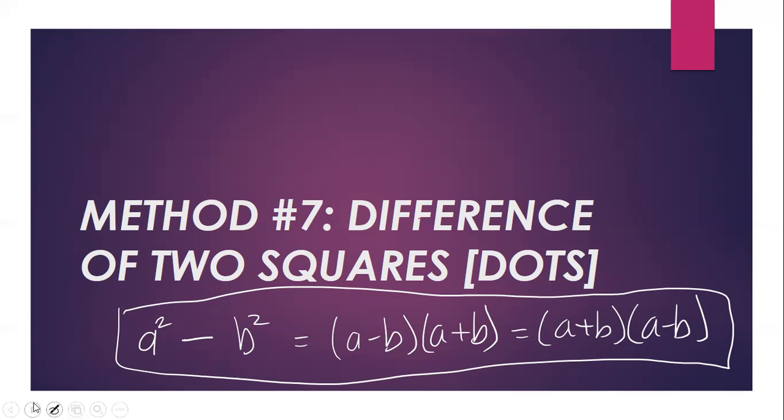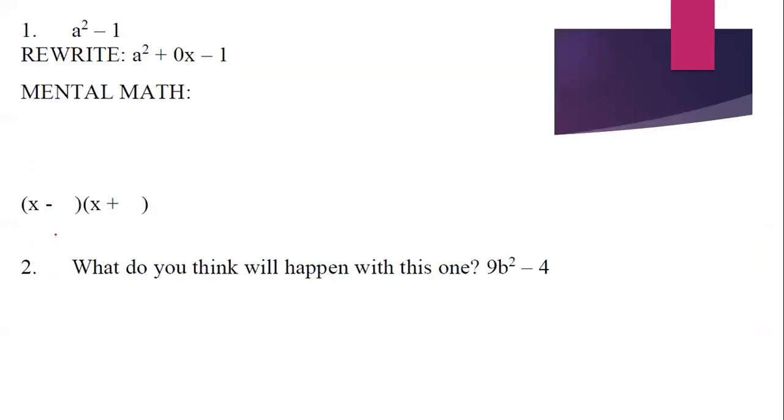All right. So let's put into action. Using your notes from last week, if you had A squared minus 1, you would substitute in 0x for your B. And then you would be asking yourself what multiplies to equal -1, but adds to equal 0. So what two numbers will give me -1 as the product and 0 as their sum? Anyone? -1 and 1. That's because -1 times 1 is -1. -1 plus 1 is 0.